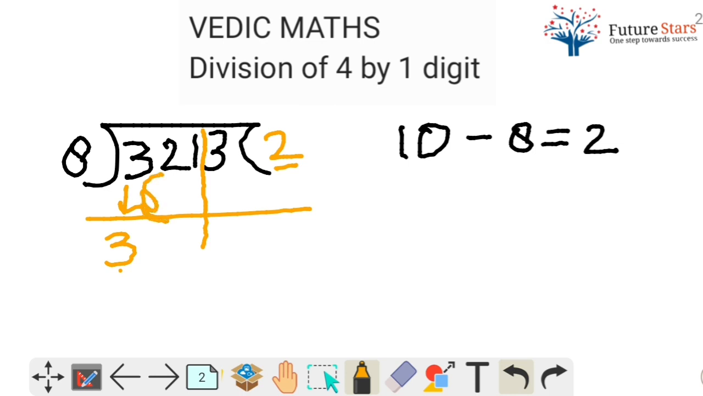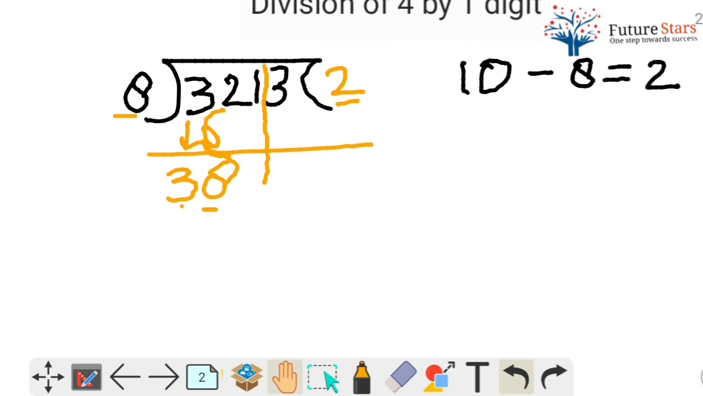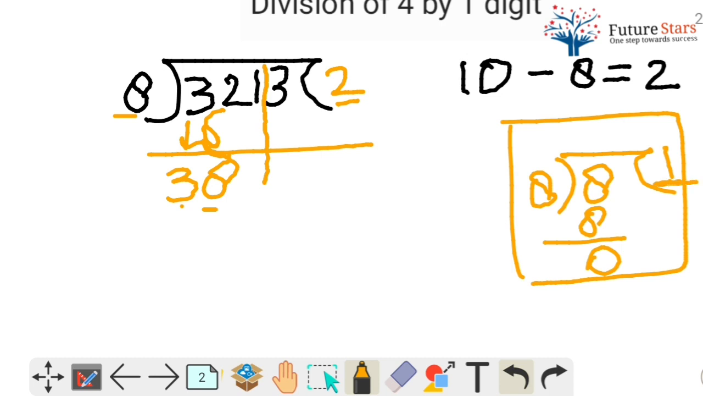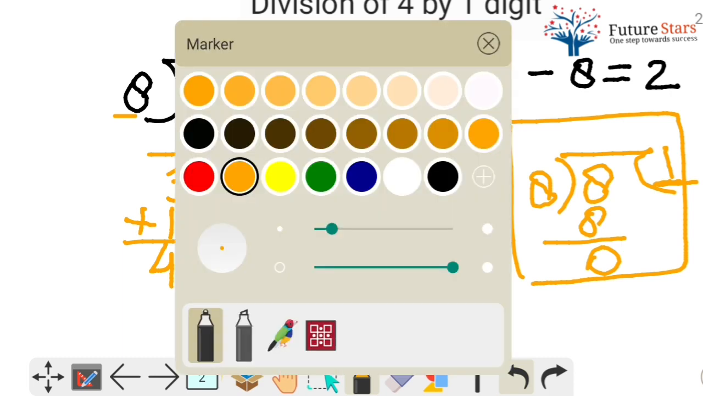Now add both the numbers. 6 plus 2 is 8. Now you can see that 8 is equal to the divisor 8. Your divisor shouldn't be equal to the number you're getting, so just divide it separately. 8 divided by 8, you will get 1 as quotient and 0 as remainder. This is the normal division. Now this quotient part you will add below 3, so you will get 4, and the remainder you will write as it is, 0.